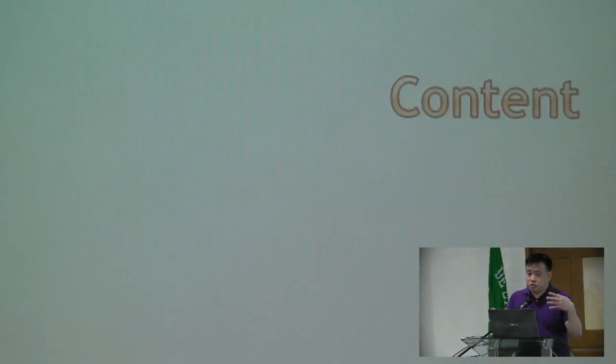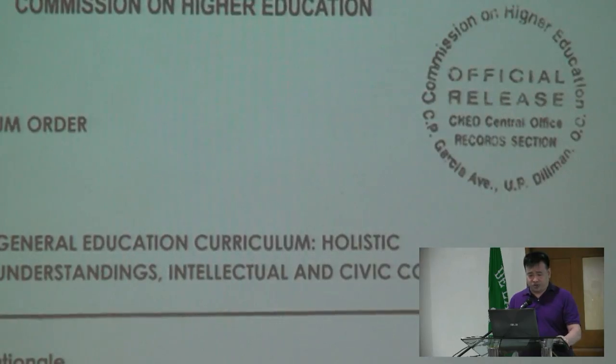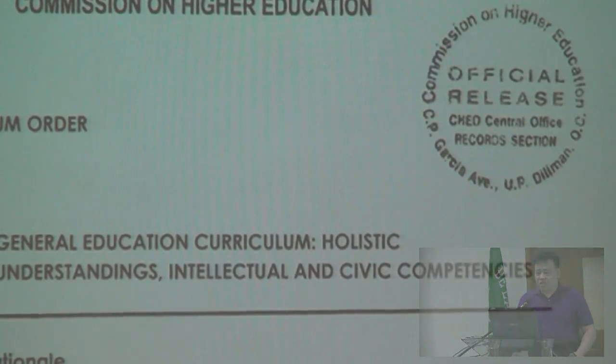Now, let's go to the content. Just to remind you, we're talking about the preparation of the syllabus. There's this slide a while ago showing that you start with the course outcomes and then the learning outcomes. Here's the content now. In a little while, we'll have methodology, assessment, and then resources. Remember, we're talking about the content of the general education subject called Mathematics in the Modern World. So we have to take a look at what CHED is saying about MMW.